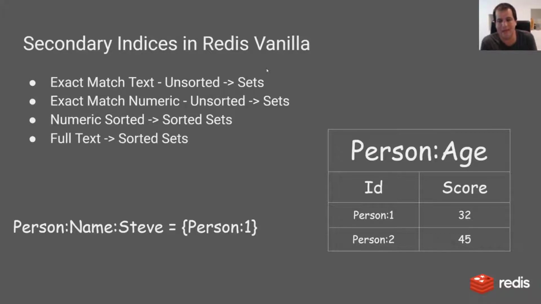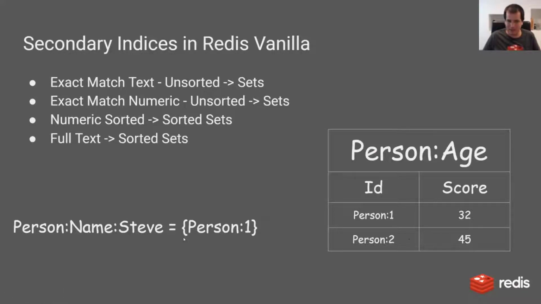For numeric exact matches, yeah, you can do that with sets too. For anything that's like sorted or range queries or anything like that, or full text searches, you're usually going to need to use a sorted set. So let's look at our person example again. So person:name:Steve, that was the set that we built initially, right? Or that we were looking at initially.